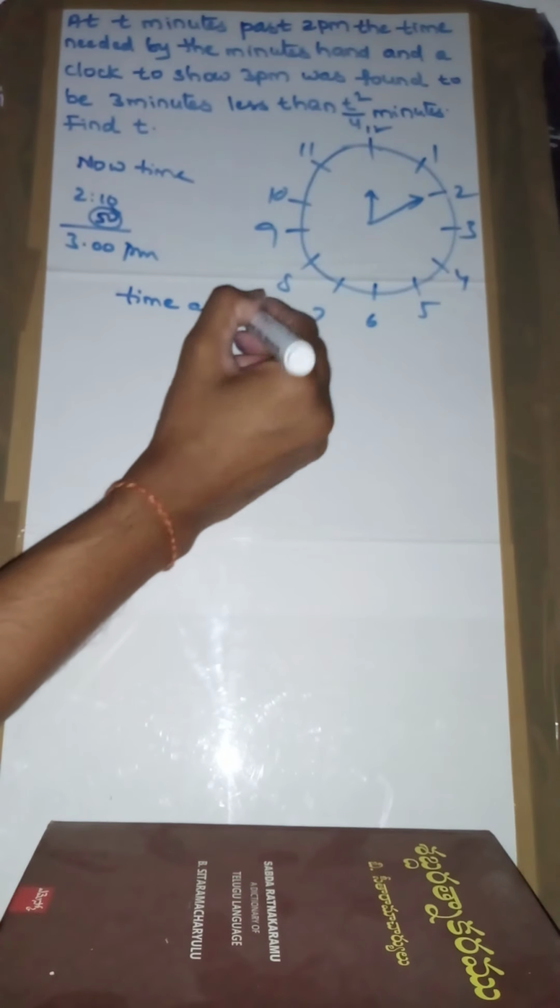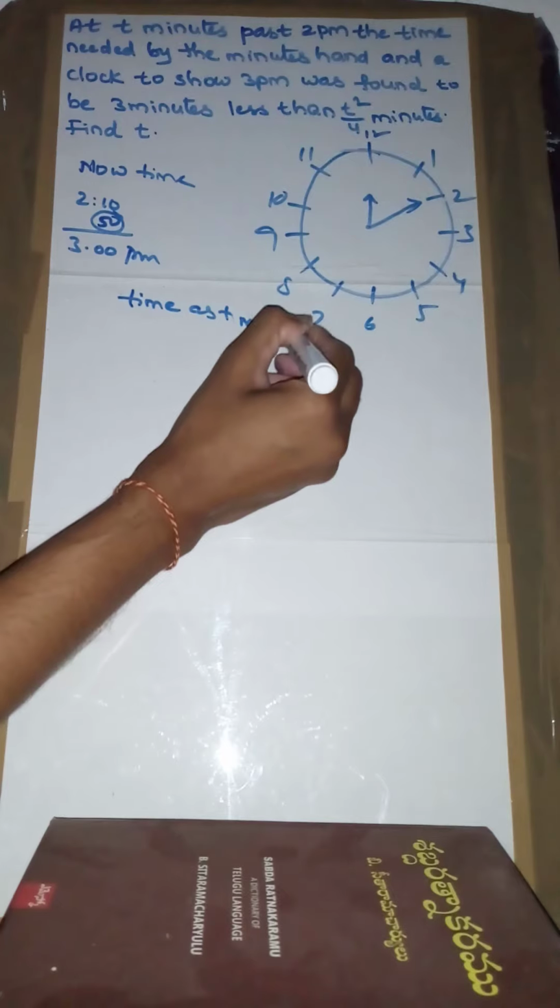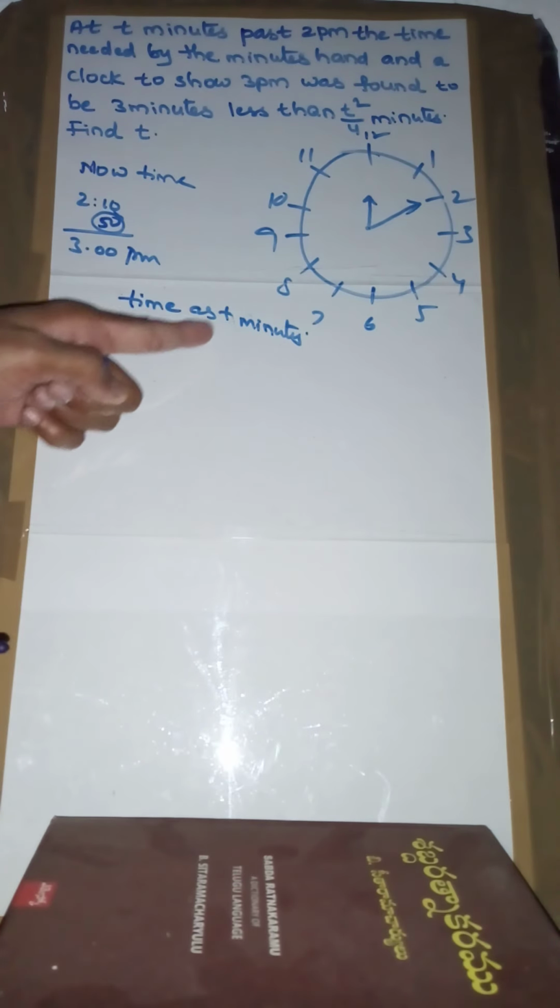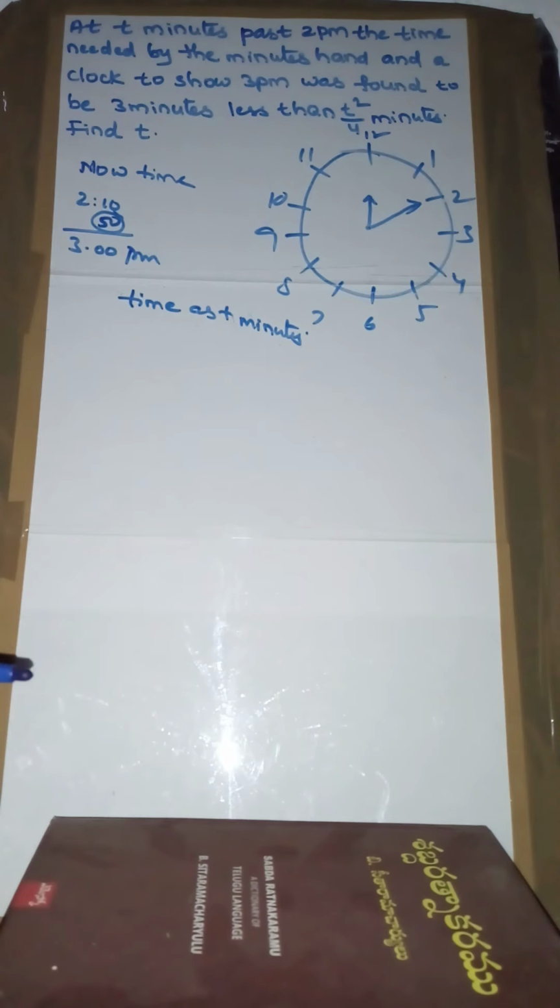T minutes. So these t minutes are less to become 3 hours, that is 3 p.m. So if you add these t minutes to the 2 hours past of the time, then you will have 3 p.m. That is only the question here. So you need to understand that question.